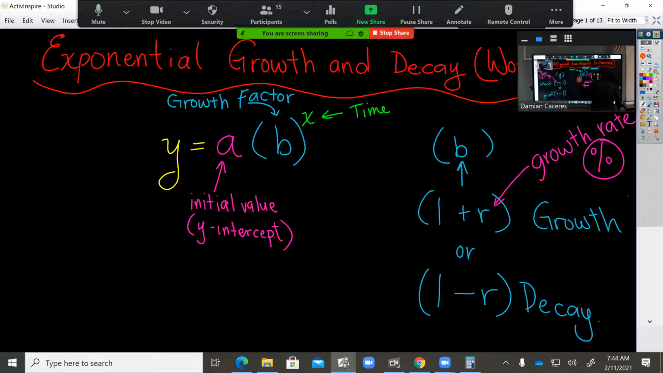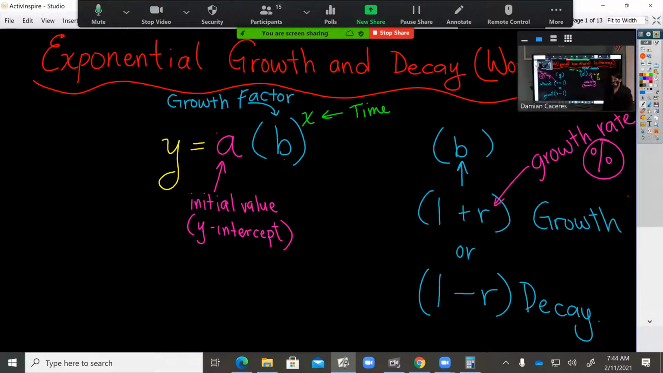So this here you've seen before. A is the initial value. The initial value is always the starting point, and the starting point is the y-intercept. So that first number is always the starting point or the initial value, no matter what number it is. Sometimes that number is 1, sometimes that number is 2 million. It depends on what the number's starting at.